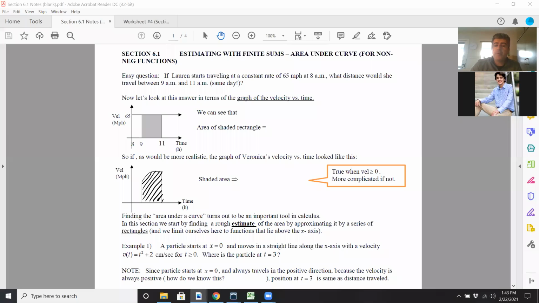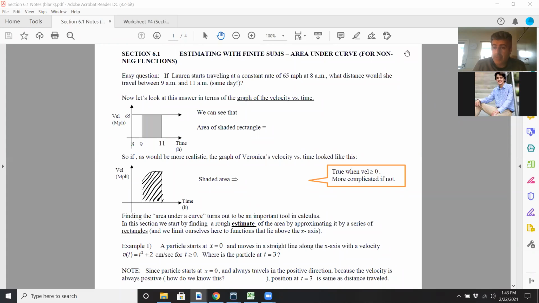Okay, we're talking about session 6.1 with B period during session number 2 for the spring 2021 semester. The title of the session is Estimating with Finite Sums: Area Under a Curve for Non-Negative Functions. Don't worry, I'll talk about what all those terms mean in just a little bit.